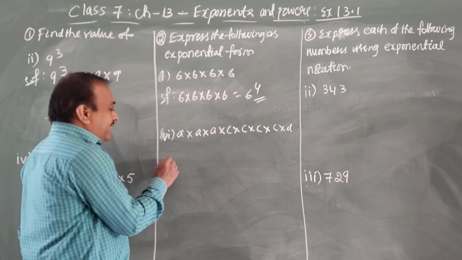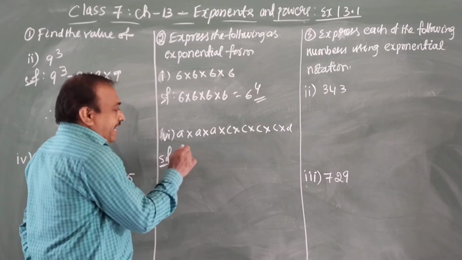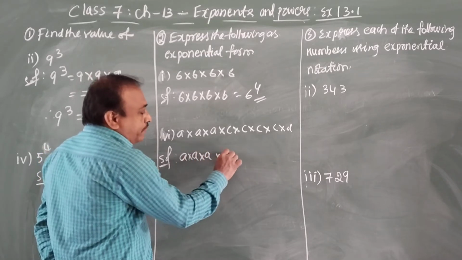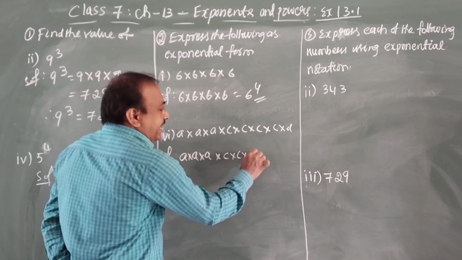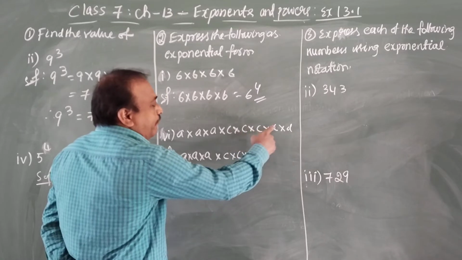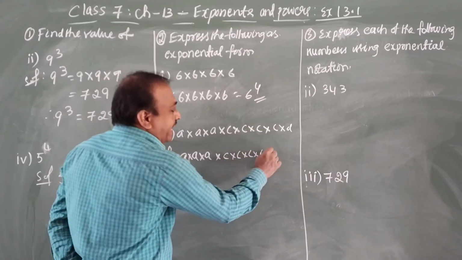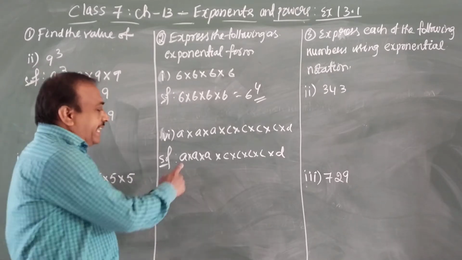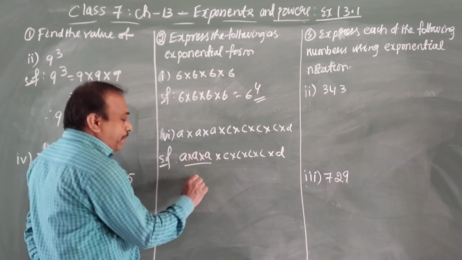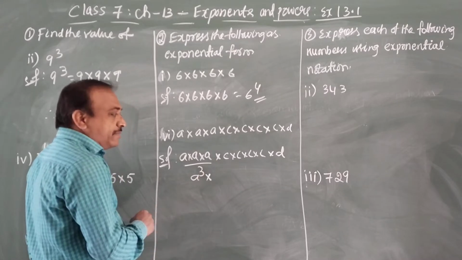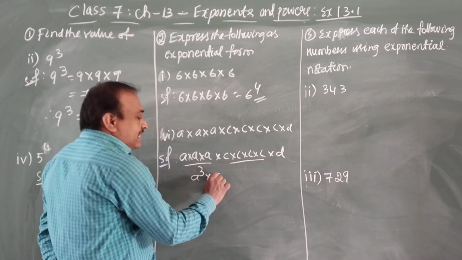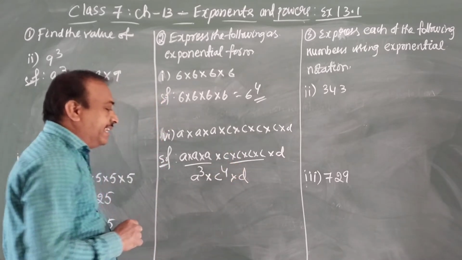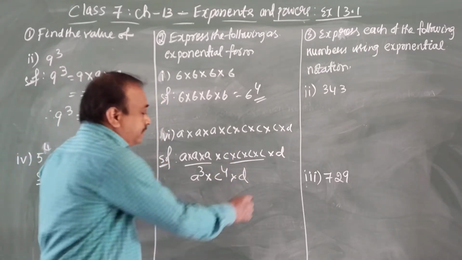Similarly, now you see in the next one: a into a into a, into c into c into c into c. 1, 2, 3, 4, 4 times. Into d is also given, I think, right? So a, how many times do you see? A to the power 3, 3 times. C, how many times is it? C to the power 4 into d. So this is the answer.